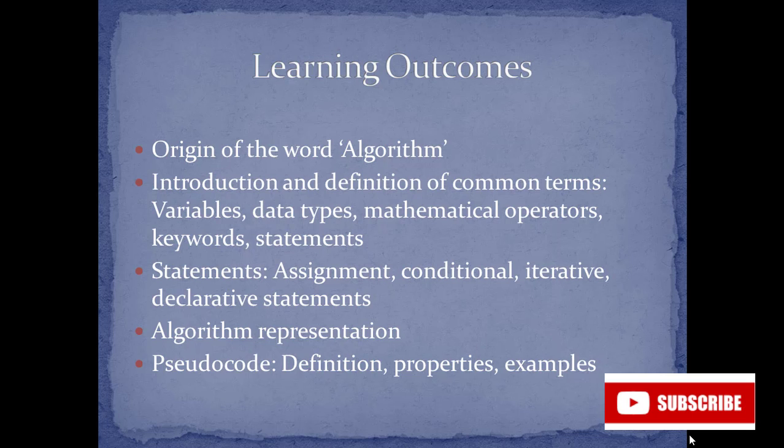We're also going to see the introduction and definition of some terms that we cannot do without while talking about algorithms. Terms such as variables, data types, mathematical operators, keywords, statements, and some others. We'll also look at the different kinds of statements, and examples. Algorithms can be represented in certain ways. What are those ways? We're going to see them. And then we're going to look at the pseudocode, definition, properties, and examples, and something for you to try out.